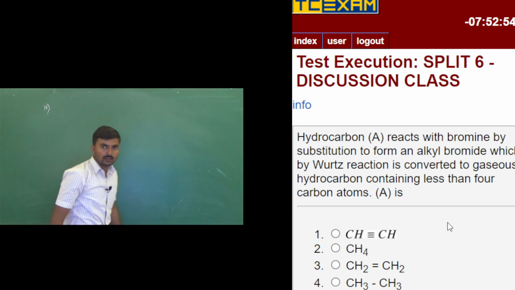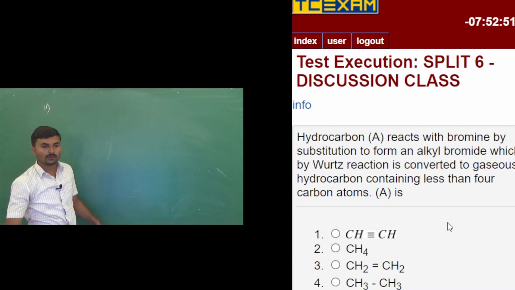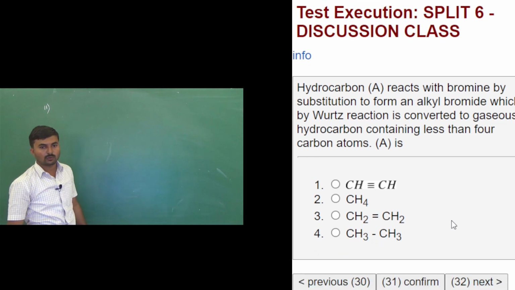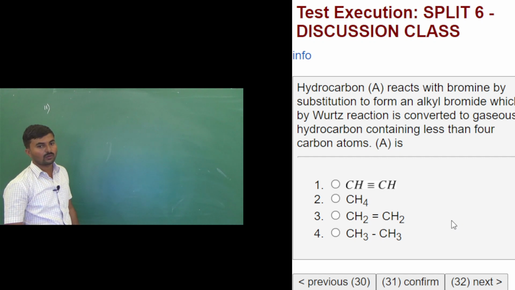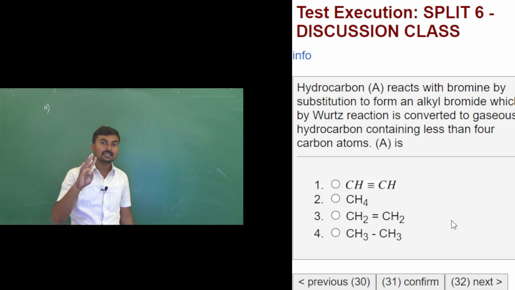So this question is from the hydrocarbons chapter. The question is, hydrocarbon A reacts with bromine by substitution to form an alkyl bromide, which by Wurtz reaction is converted to a gaseous hydrocarbon containing less than 4 carbon atoms. So when a hydrocarbon is reacted with bromine, a substitution reaction happens and they can form alkyl bromide, and that alkyl bromide on Wurtz reaction in presence of sodium metal will be converted into a hydrocarbon containing less than 4 carbon atoms.